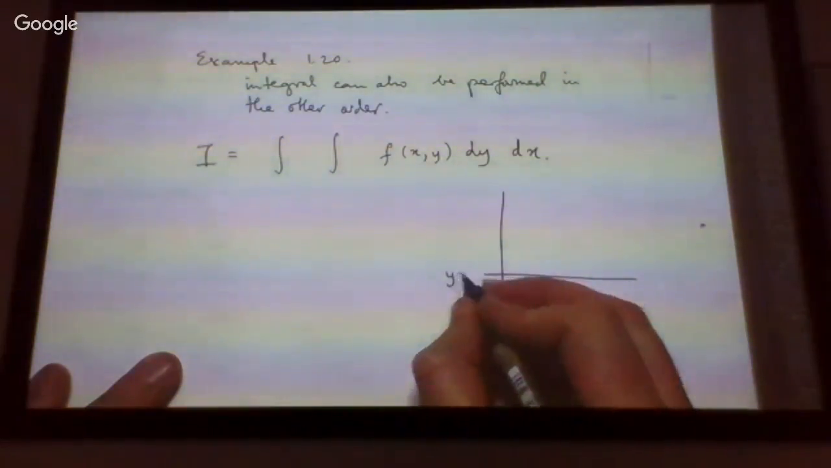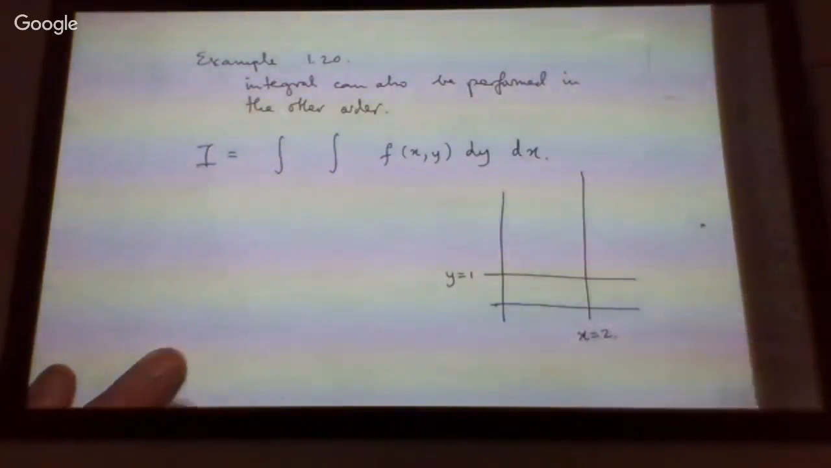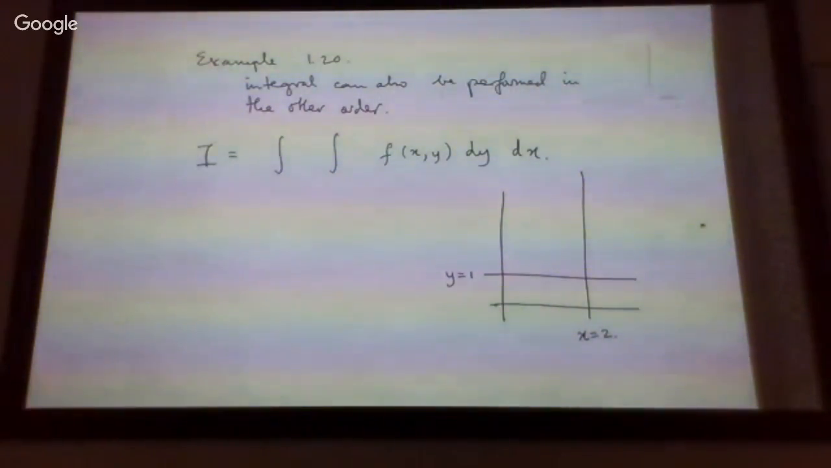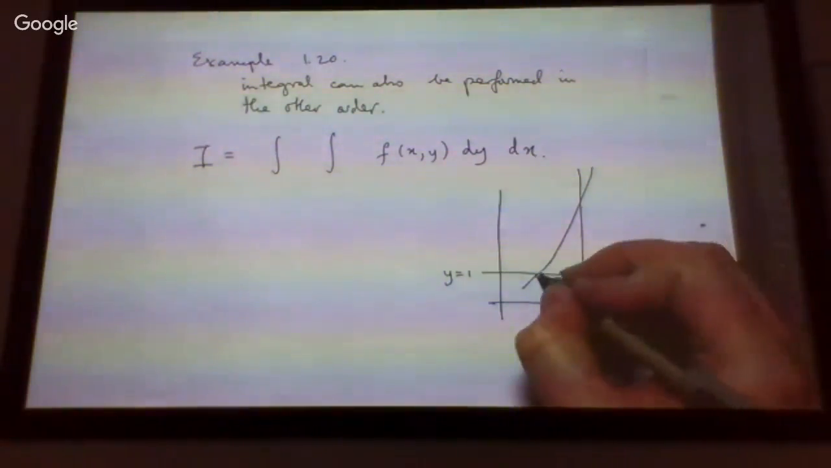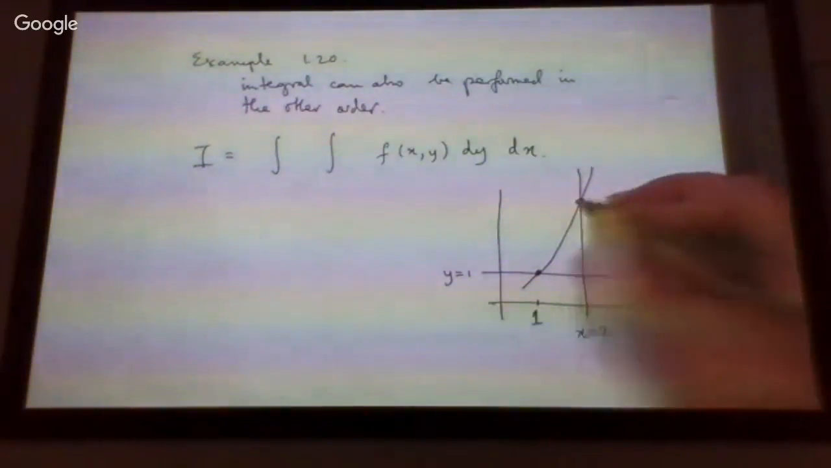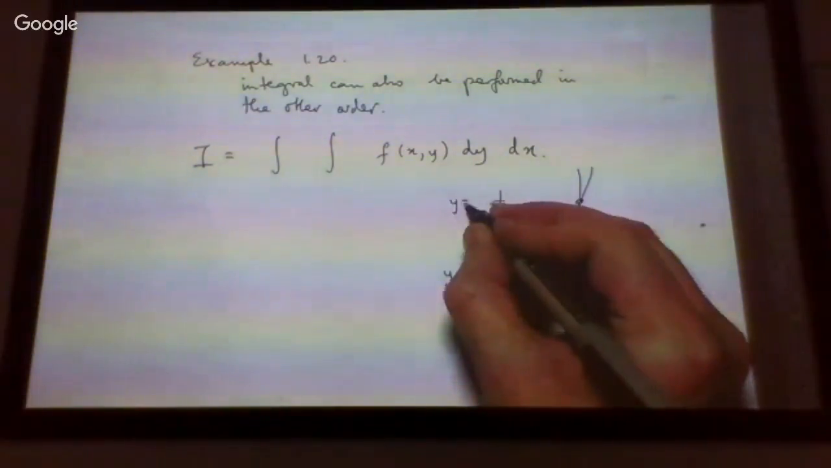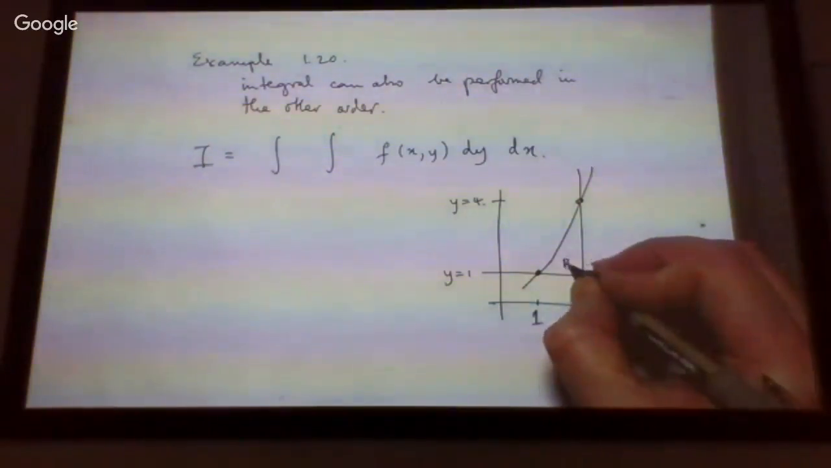This was y equals 1, x equals 2, and then it was y equals x squared. This is this one here. So this is the point 1 on the x-axis, and this was the point y equals 4. So this was our region R here.